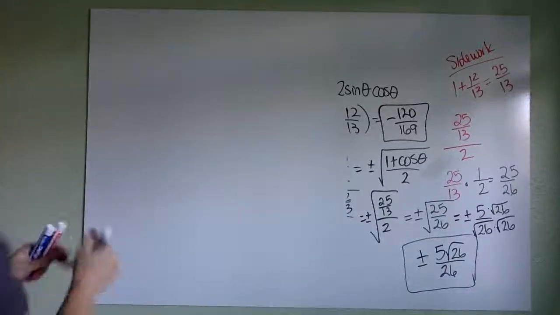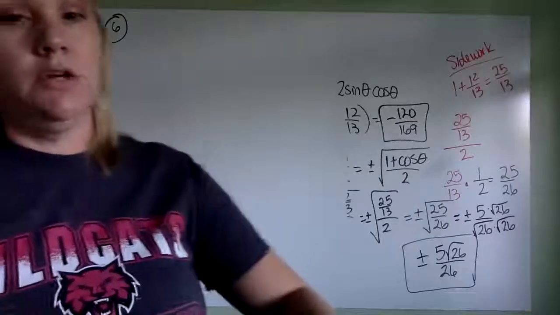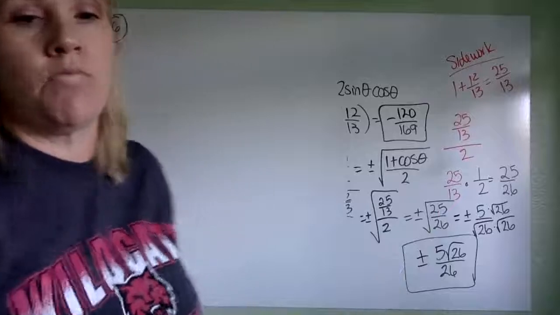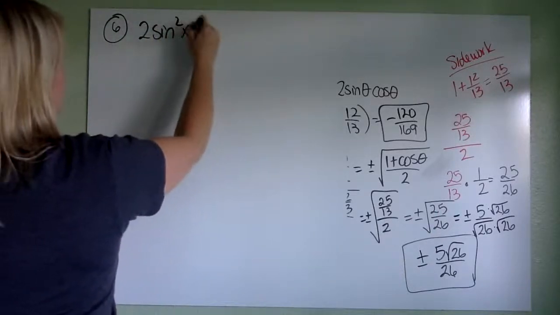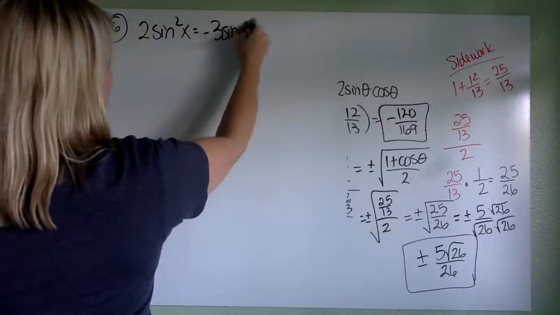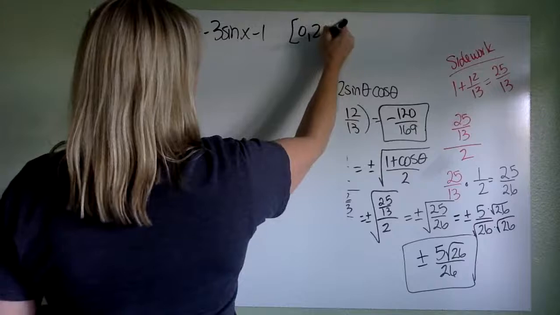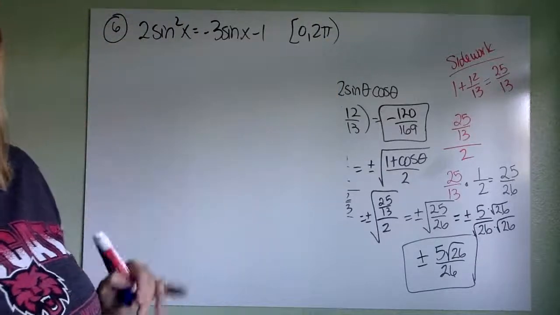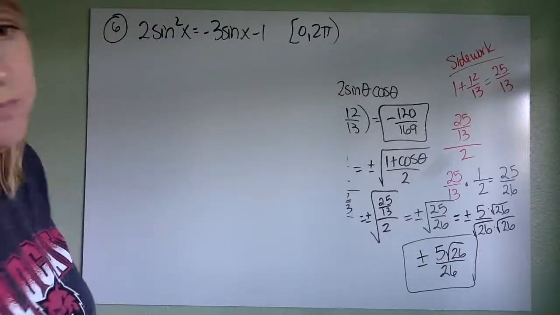And then number 6 is asking us to solve an equation. The equation they're giving us is 2 sine squared x equals negative 3 sine x minus 1, and it's giving us the interval of 0 to 2 pi. That tells us 2 things. We want the full unit circle, all 4 quadrants, and we want our answer in radians, not degrees.